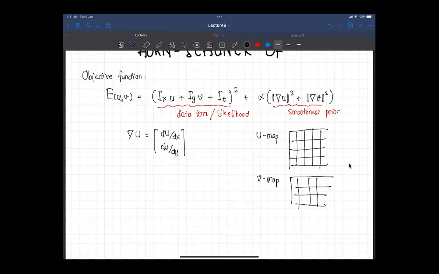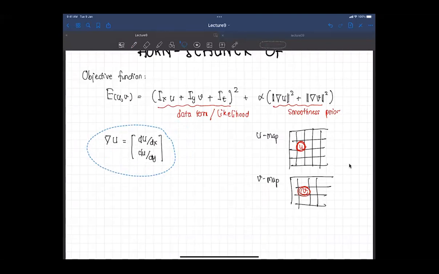Okay. So if you want to know the motion of this pixel here, for example, then you can just take the u value there and the v value there. Then that will be the u and v for that particular pixel. And because you have the map, then you can do the derivative. You can have du/dx, du/dy.